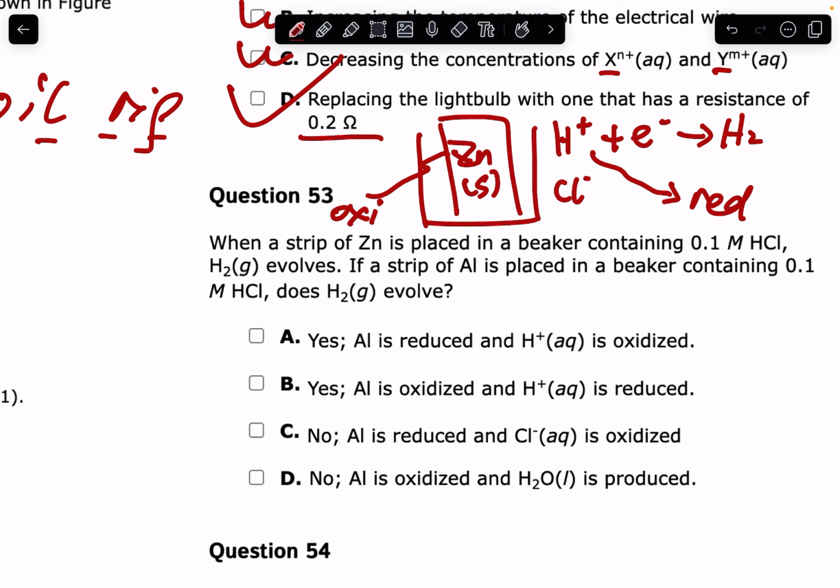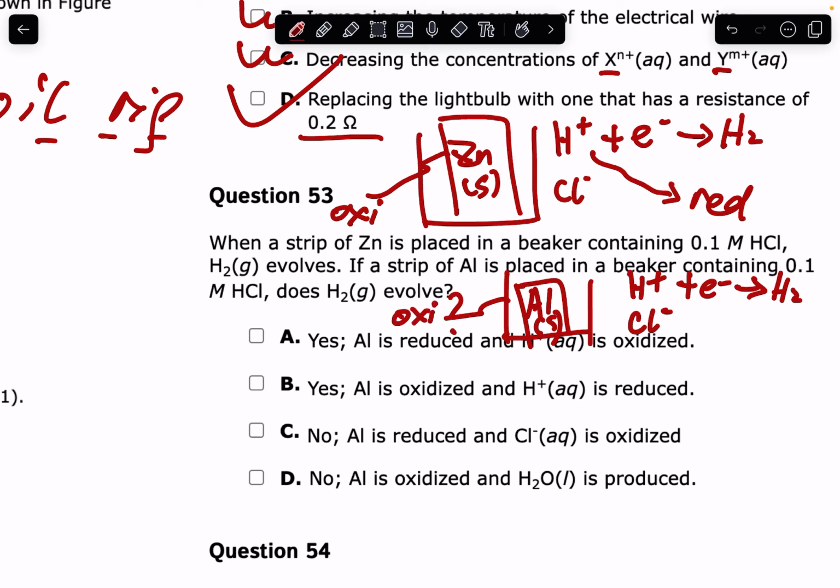And then the question asks if a strip of Al is placed in the beaker, okay? So now in my beaker, I don't have this zinc, I have this Al solid. It's also containing 0.1 molar HCl, so I have H plus, Cl minus. Does H2 gas evolve? So basically it's asking, does H plus in this case get reduced as well so that Al gets oxidized? That is the question. If we were to simplify it, does Al get oxidized, right?